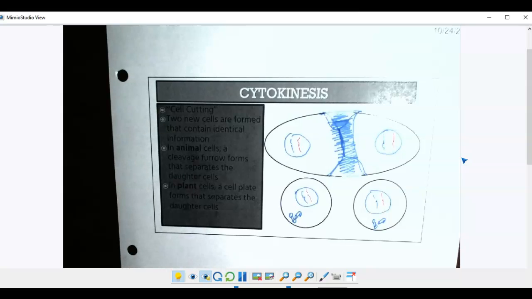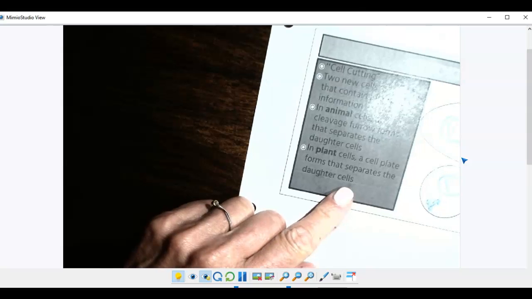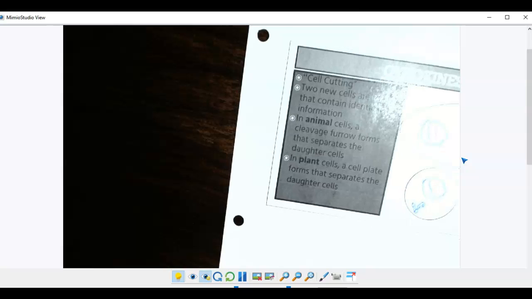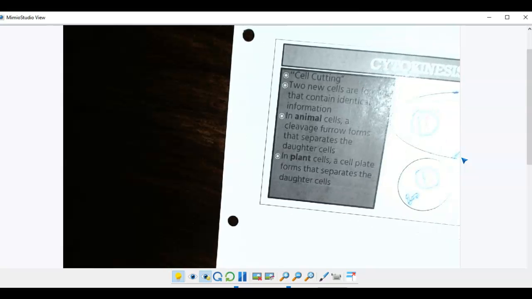Okay, my friends, like I said, this information is on Google Classroom, so if I went too fast, then make sure the sub stops the video and you guys can have some time to write more information down.